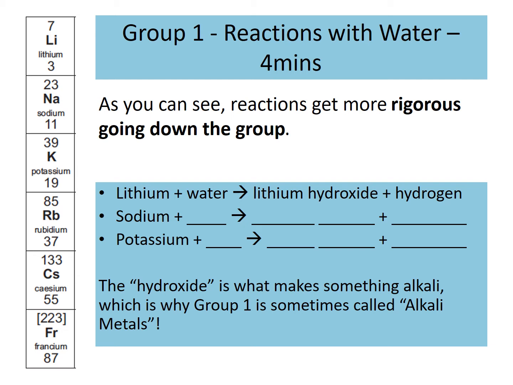So let's look at the products that are made when these group 1 metals react with water. You can see from the first example, we've got lithium plus water makes lithium hydroxide plus hydrogen gas, which is produced. Now, group 1 metals all react in very similar ways. Even though the reactions get more rigorous down the group, you're going to have very similar products made, so your word equations are also going to be really similar.